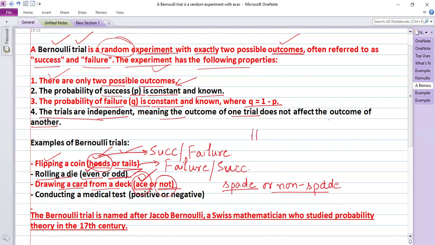Actually, in the cards, there are basically four suits. One is hearts, then there is clubs, then there is diamonds, and there is one more.